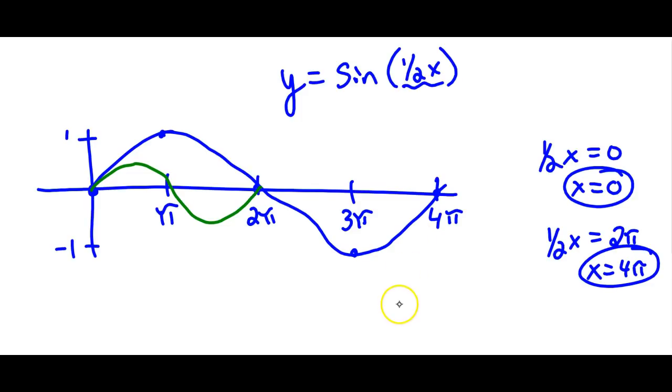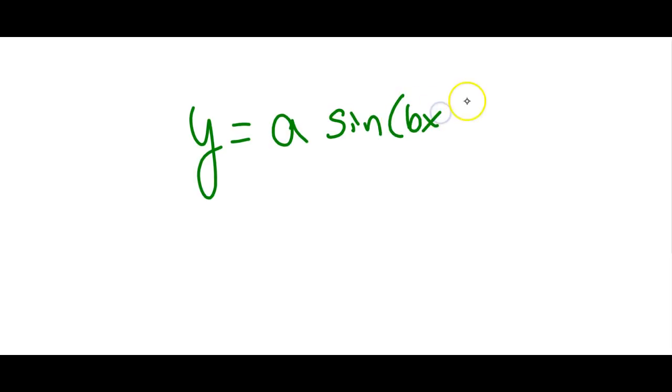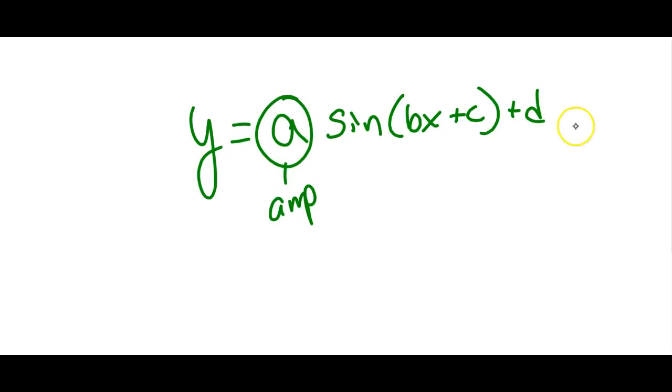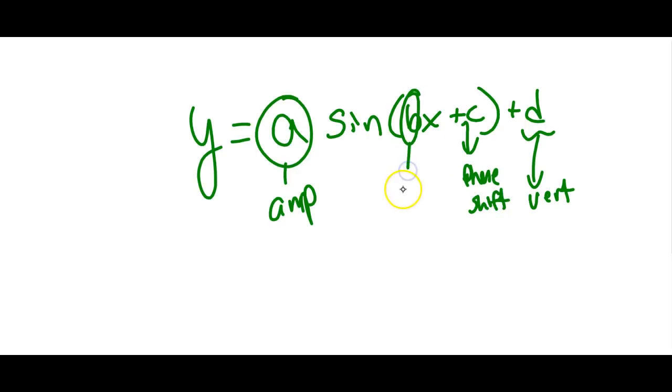So what have we talked about with these things? We said if we have y equals a times the sine of something, this a is an amplitude. Let's start on a new page here. Y equals a times the sine of, let's say we've got bx plus c, plus d on the outside here. This a is our amplitude. This d is our vertical shift. This c is what we call a phase shift. It's really the same thing as a horizontal shift. And this b right here changes our period.